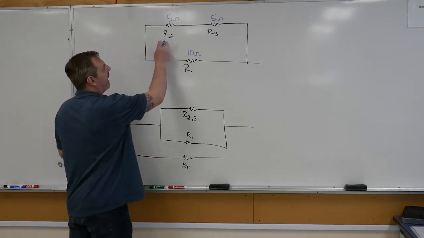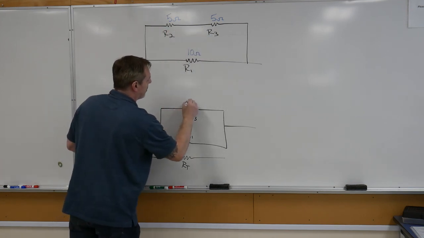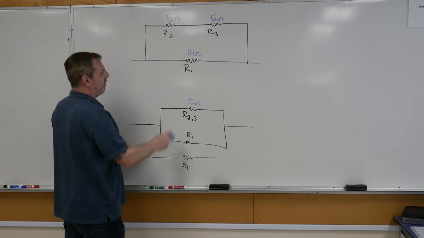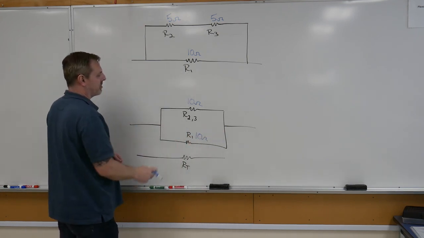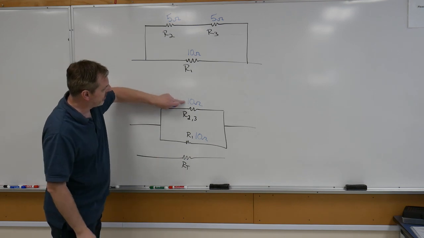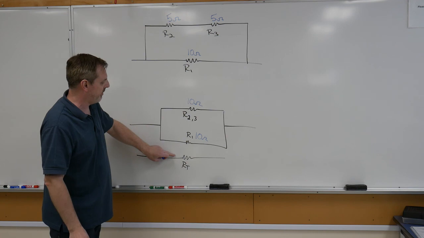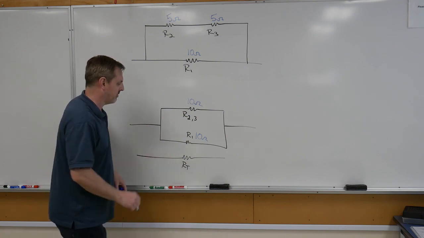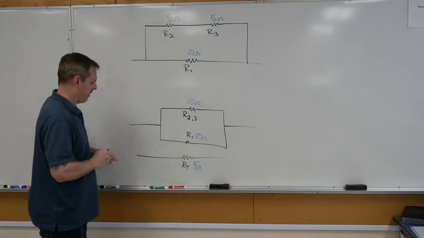So if we added R2 and R3 together, that'd be the 5 plus the 5, giving us 10 ohms here, okay? We know that R1 was 10 ohms as well, giving us an R total of the reciprocal of 1 over 10, and then the reciprocal of that answer to give us 5 ohms as our R total. Okay?